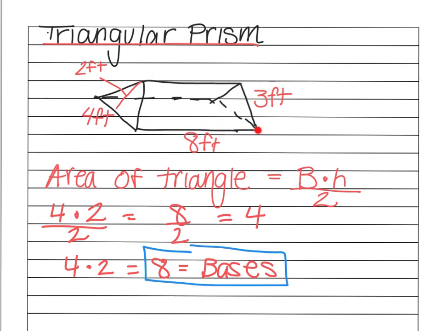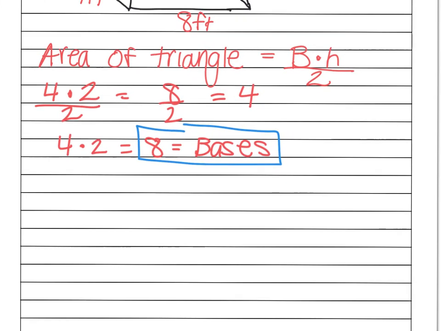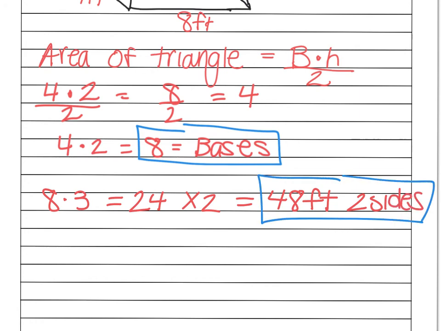So we're going to have 8 times 3. So I'm going to go ahead and do that. So my 2 rectangles, I have 8 times 3. And 8 times 3 is 24. And I have 2 of those, so I have to multiply it by 2. And I get 48 feet, and that's for the 2 sides. Highlight that.